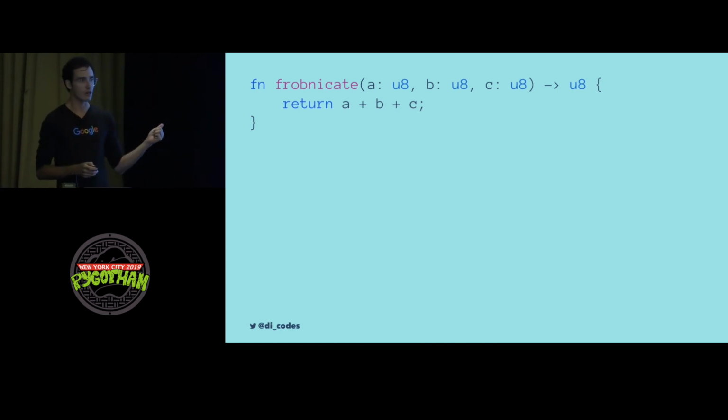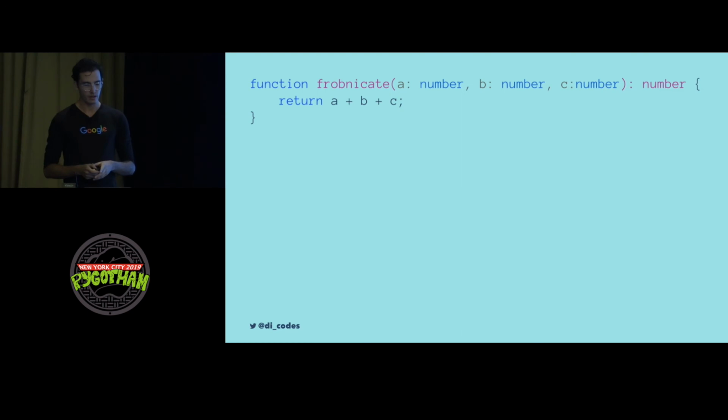This is Rust. Rust has really fine-grained integer types. This is an unsigned 8-bit integer. How about this one? The number is the hint here. So this is TypeScript, which is typed JavaScript. In JavaScript, there's only one number type. Everything's a number. So that's how you would know.